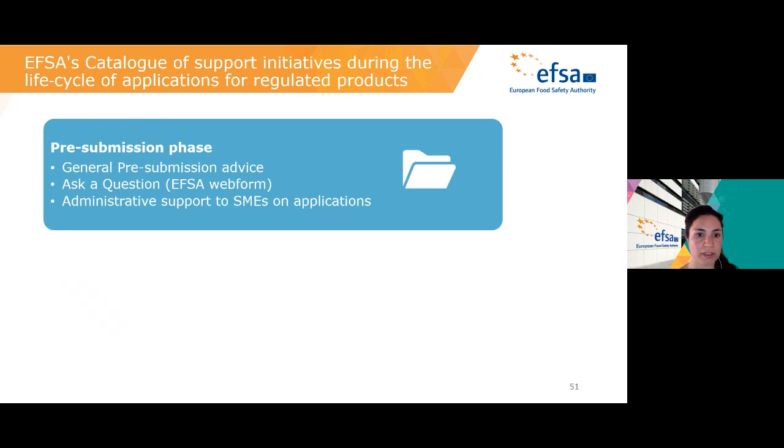The first one is the pre-submission phase. As the title says, it aims to support applicants before they submit a dossier. Here the applicant has the possibility to request general pre-submission advice, and to pose a question via our dedicated tool, Ask a Question, the EFSA web form. And SMEs have the possibility to request administrative support.